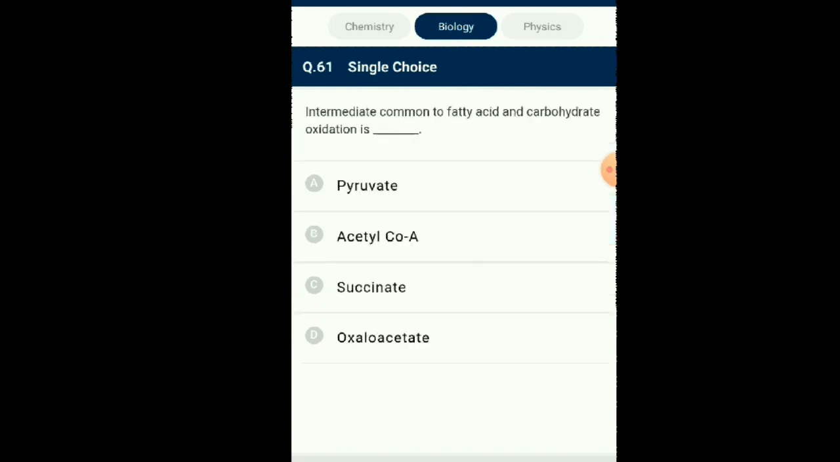Question number 61. Intermediate common to fatty acid and carbohydrate oxidation. Acetyl-CoA is a common intermediate for fatty acid and carbohydrate oxidation. Long chain fatty acids are degraded to form many acetyl-CoA, that is, two carbon molecules, by a process called beta oxidation. During carbohydrate metabolism, acetyl-CoA is formed after the link reaction. In the link reaction, if sufficient oxygen is available, each 3 carbon pyruvate molecule enters the mitochondrial matrix. So the answer for this question is option B, acetyl-CoA.